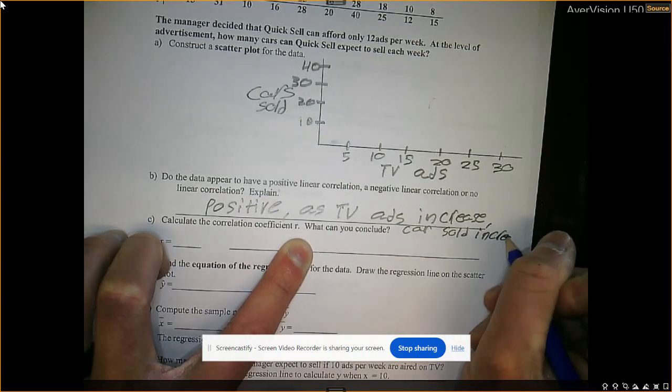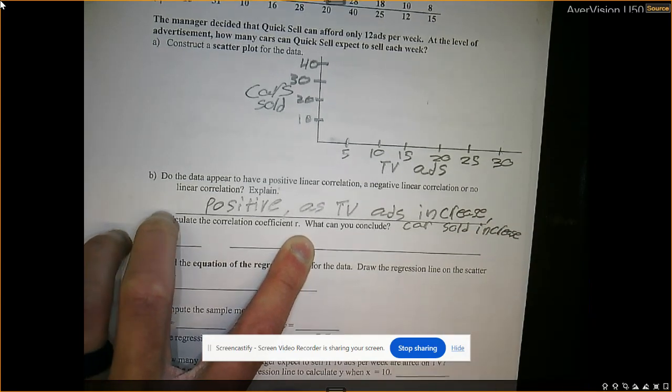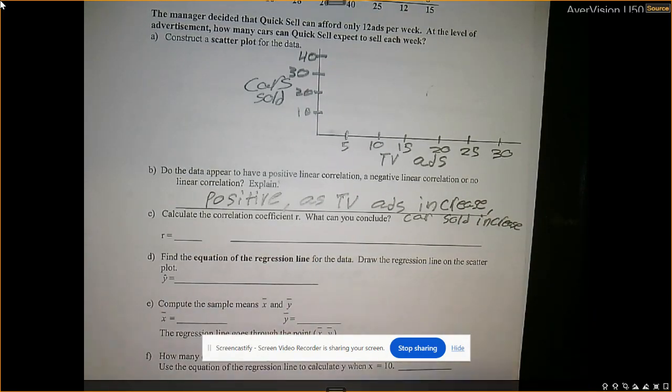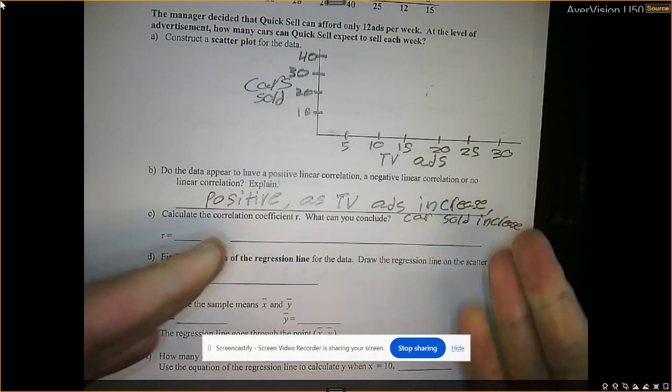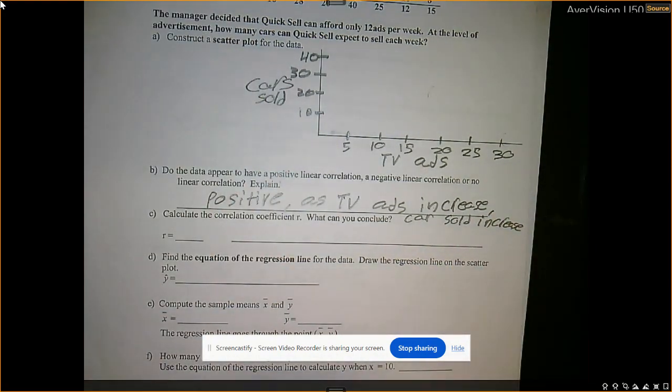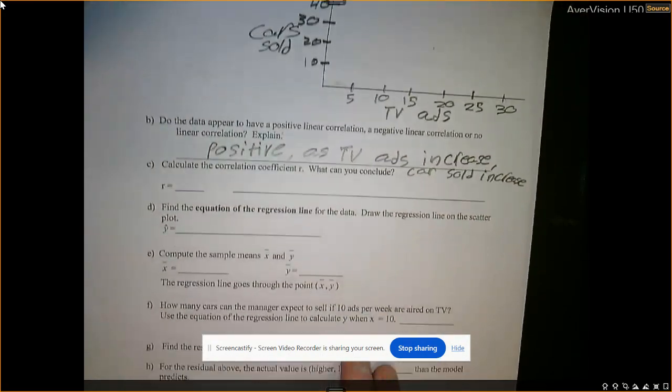Okay, which makes sense, right? That's why people pay to have commercials and ads out there, because it's an ad, right? It advertises for their company so that they can sell more.